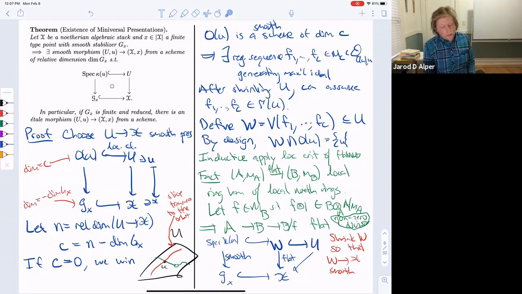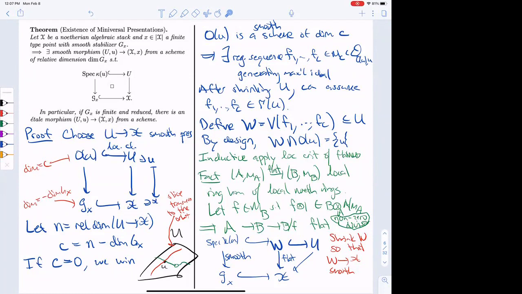In the other case, it is true that locally you can trivialize this gerbe, so it becomes B of the stabilizer, and under a smooth map dimension is preserved. But you are right that there are some details that I'm hiding here, and that is one of them. Okay, thank you. Other questions?